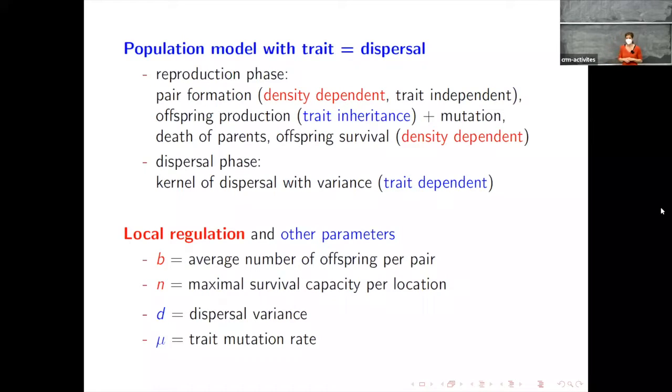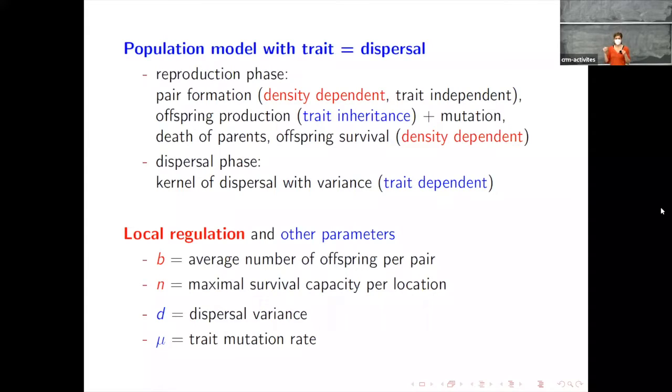So what we're going to do here is I'm going to talk about a population model with a trait that's equal to the dispersal. The model is going to be an integrodifference equation model, a deterministic model in discrete time. So you're going to have basically two phases, the reproduction phase and the dispersal phase. In the reproduction phase, you have this pair formation, and that's what's going to create the Allee effect. So you have it density dependent, but trait independent.